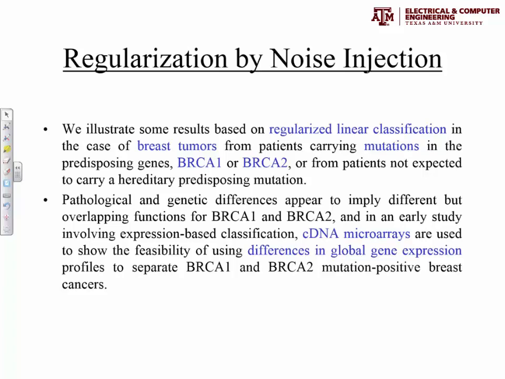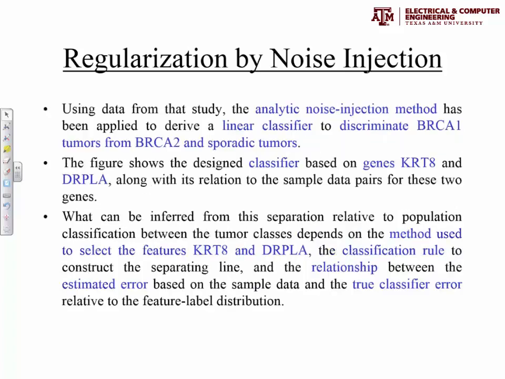So pathological and genetic differences appear to imply different but overlapping functions for BRCA1 and BRCA2. And in an early study involving expression-based classification, cDNA microarrays are used to show the feasibility of using differences in global gene expression profiles to separate BRCA1 and BRCA2 mutation-positive breast cancers. And that is shown in the figure.